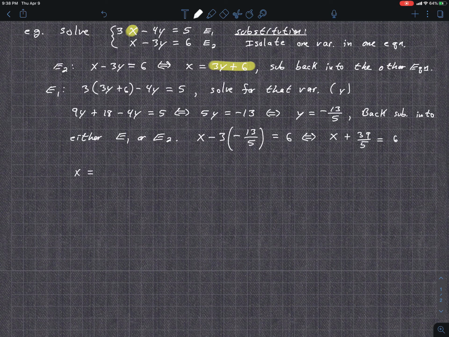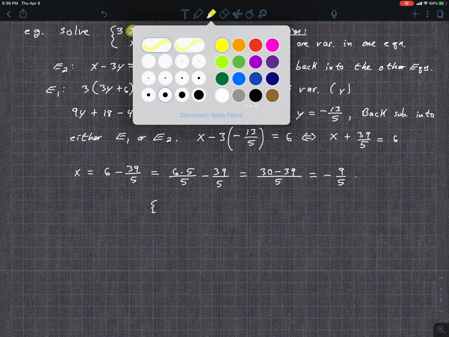Okay, so x, and you'll get a plus 39 fifths equal to 6. So x is equal to 6 minus 39 fifths. So it's 6 times 5 over 5 minus 39 fifths. So that's 30 minus 39 over 5. So that's negative 9 fifths. It had a lot of fractions in it, didn't it?